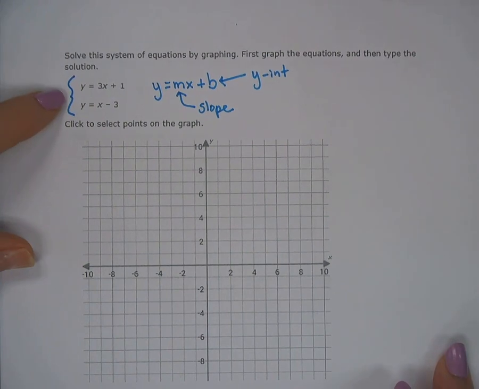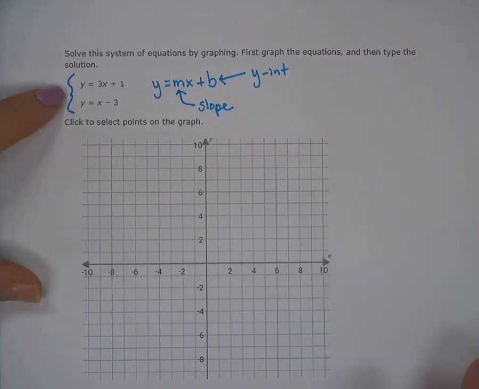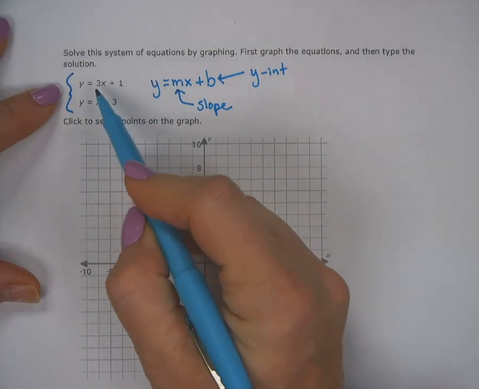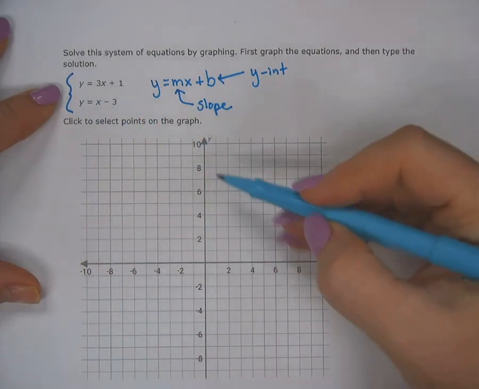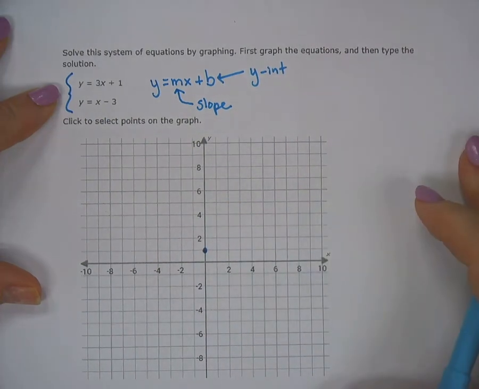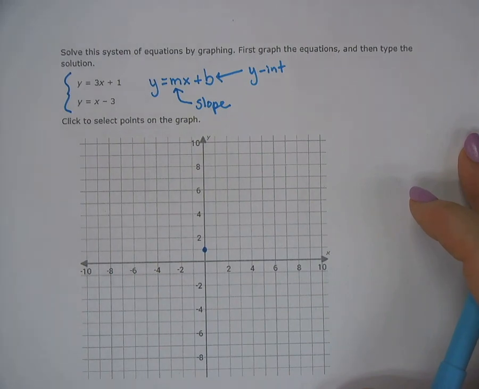So to solve this system, we need to graph both lines, and we're looking for the point of intersection. So this equation has a slope of 3 and a y-intercept of 1. So we go to the y-axis and we go to 1 and put a dot. That is one point that the line goes through.